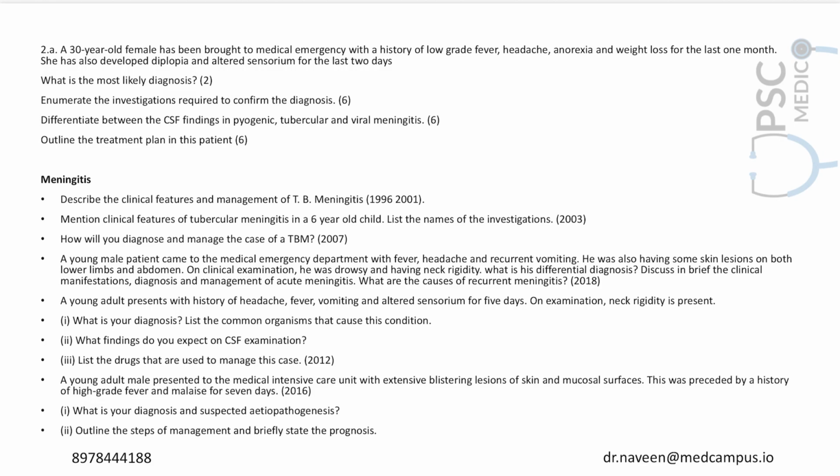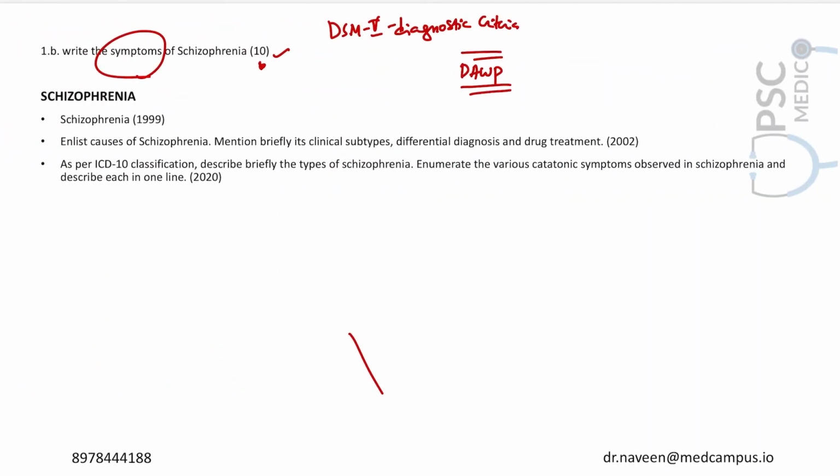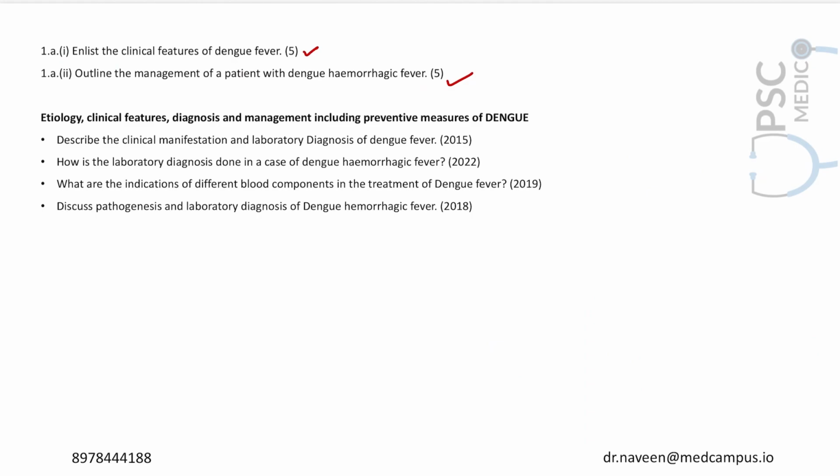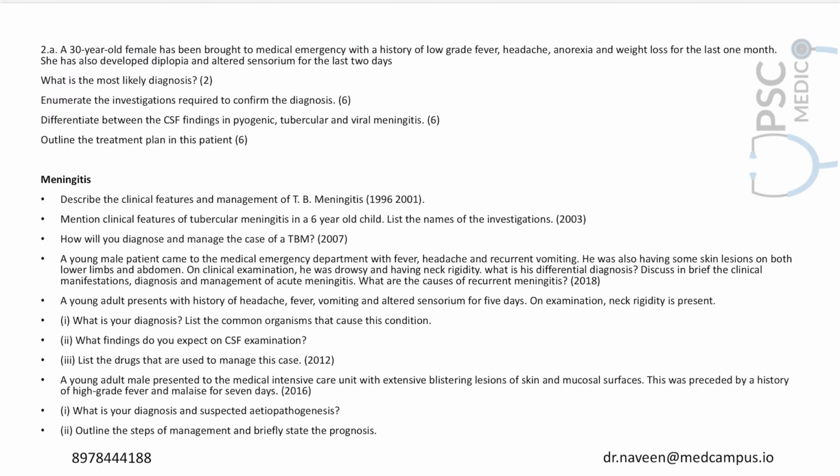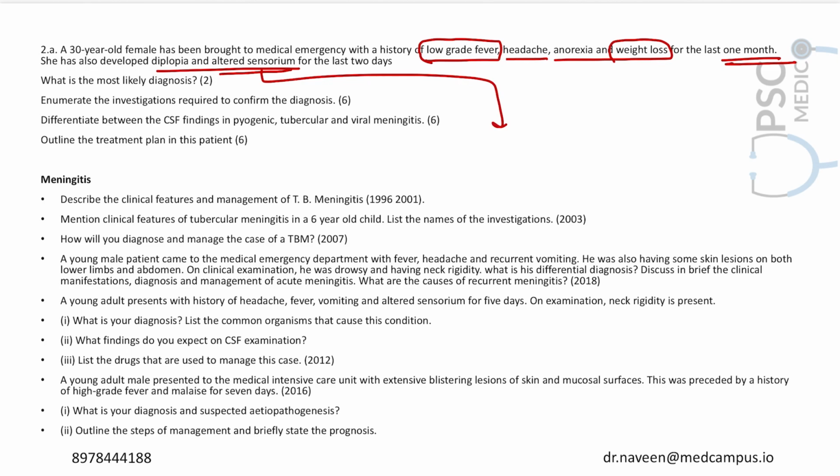Now second, we're discussing general medicine. First part is done, the 1.b. Yes, 1.a and 1.b is done. Now we have question number 2: chronic headache, weight loss, low grade fever for 1 month, and there is diplopia and altered sensorium for the last 2 days. What is the most likely diagnosis?